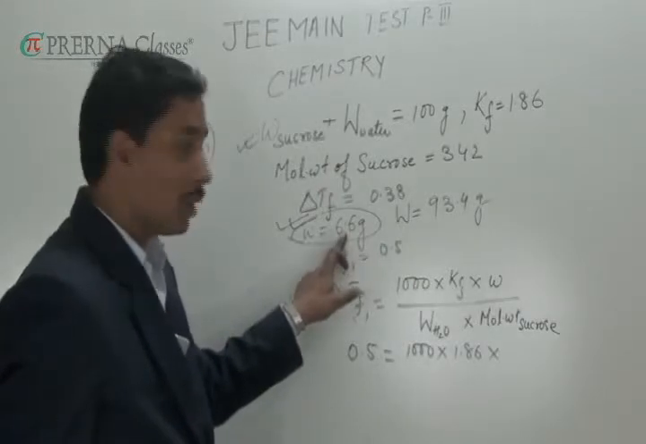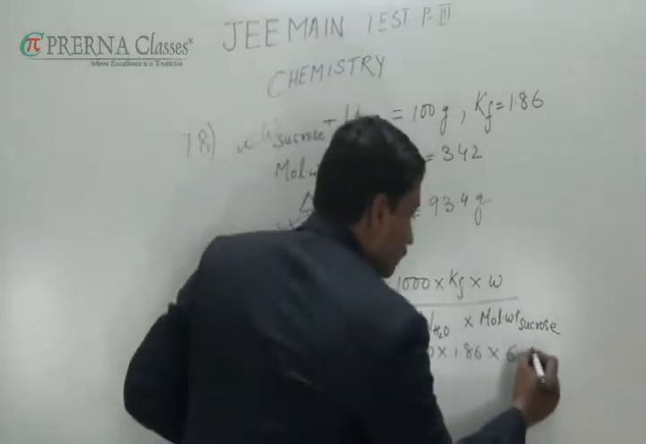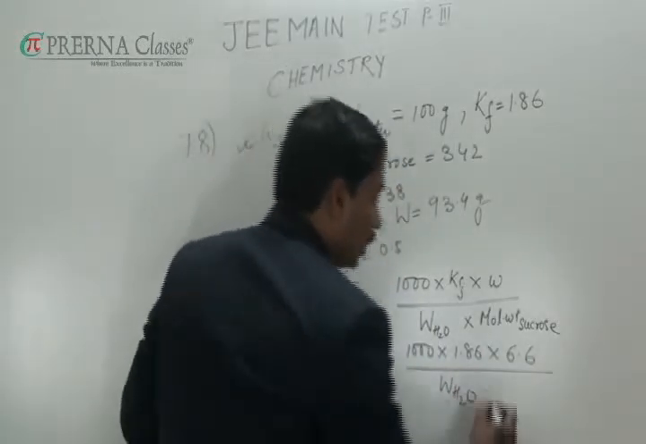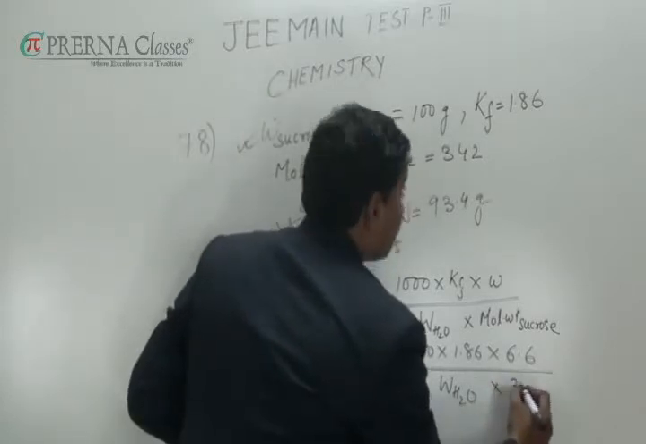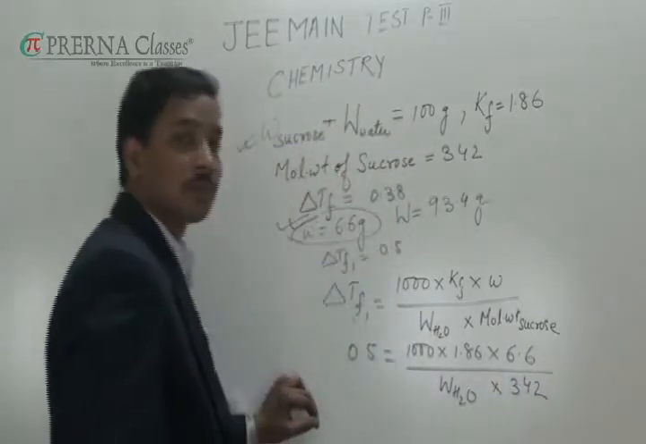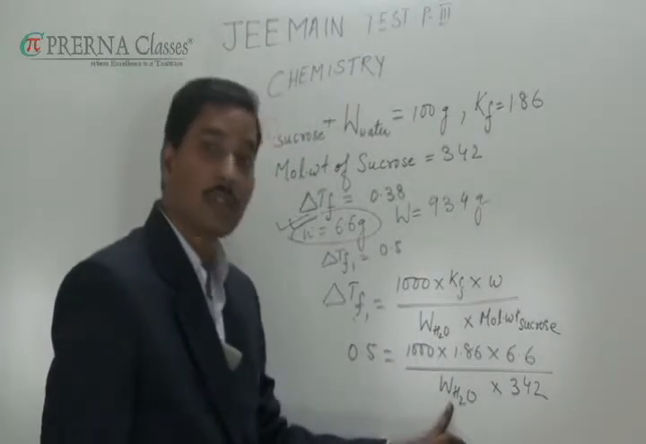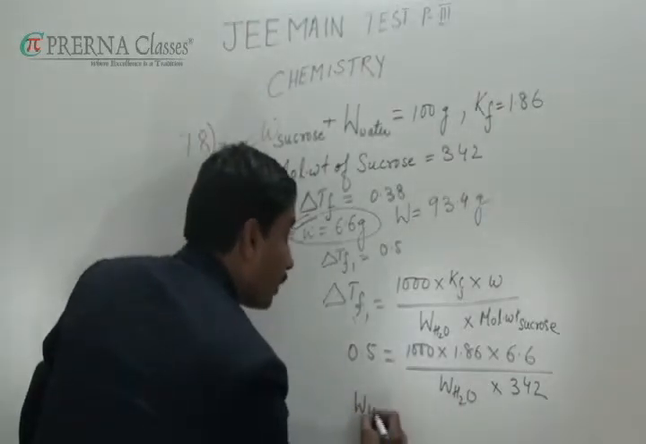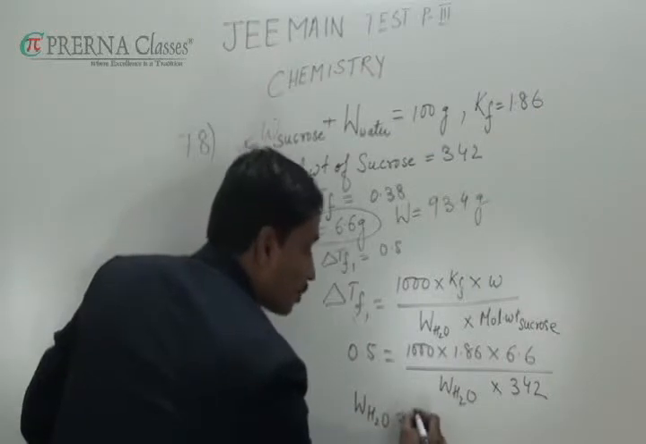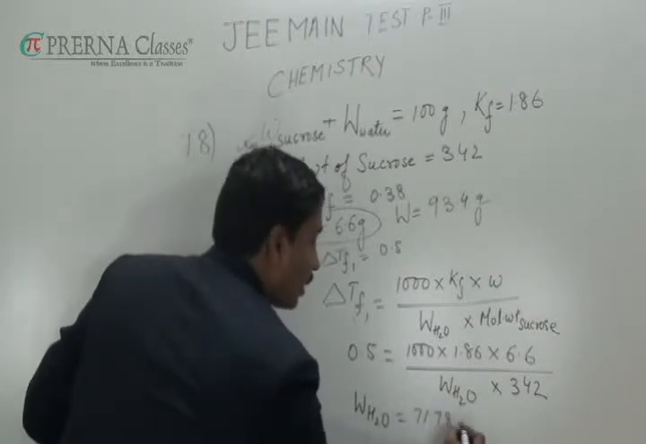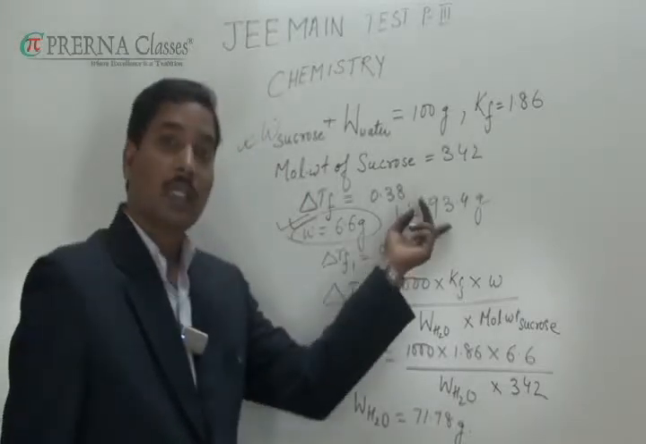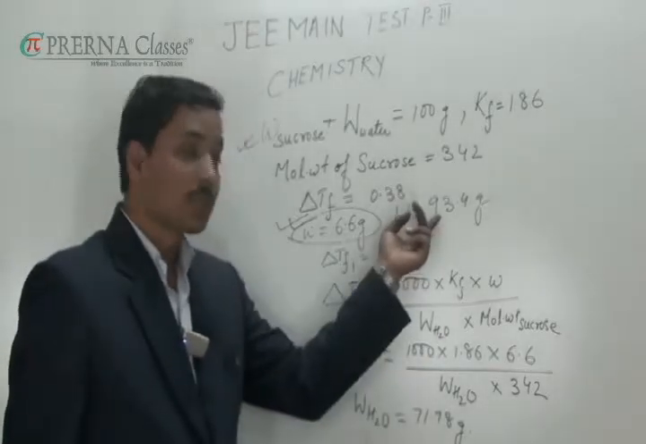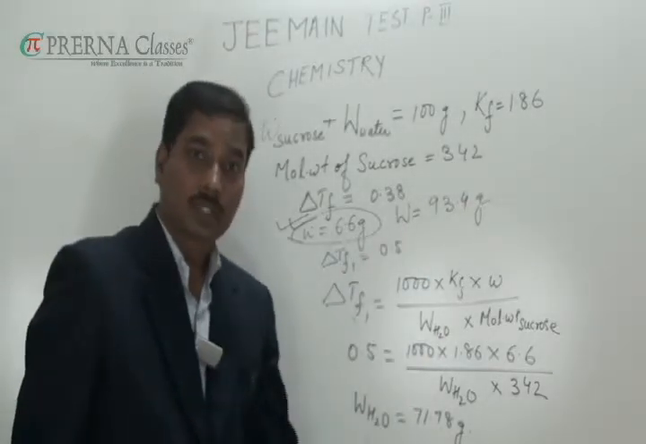Weight of the sucrose remains the same, that is 6.6. We have to find the weight of water. Molecular weight of sucrose is 342. On solving this, we can find the weight of the new H2O, and it is equal to 71.78 gram. Initially it was 93.4, now it is 71.78. That means if we subtract this, we can find the amount of ice which is separated out.